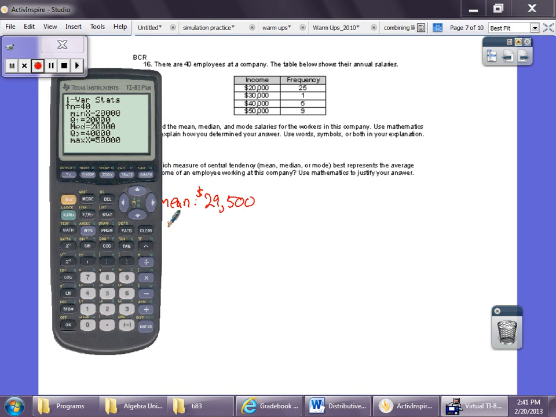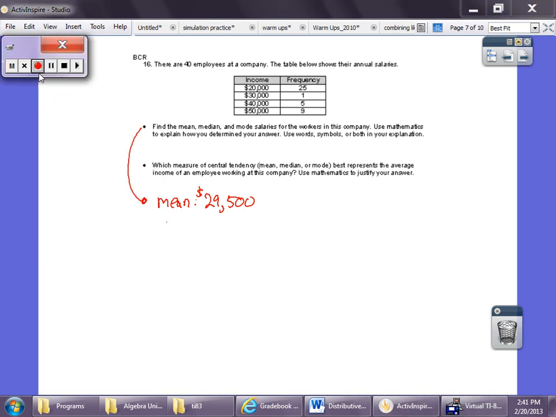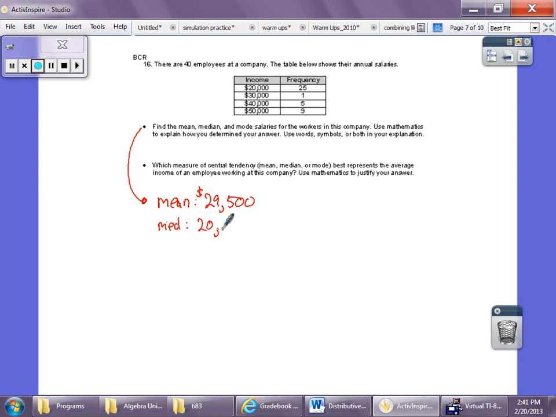The median is 20,000. So the median is 20,000. And the mode is going to be also 20,000. So the mode is also 20,000.